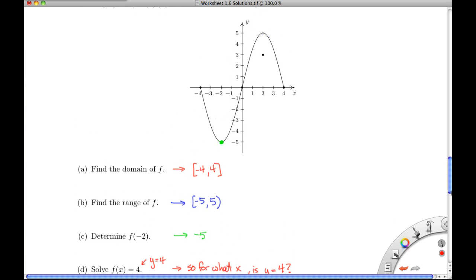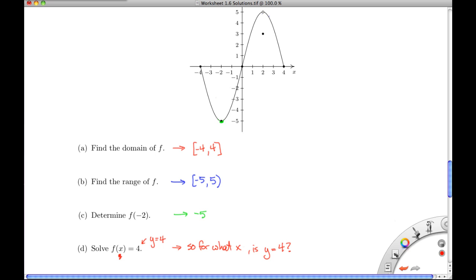So let's go up and take a look at our curve. So y equals 4. Let's go ahead and locate that. So that's right here. So for what x values will we get there? Well, here's one of them. One thing you could do is draw a horizontal line through there and say, okay, anywhere that this horizontal line hits my curve is where my function is going to attain a value of 4. And it happens right here, and it happens right here. And these points are x equals -1 and +1 and x equals +3.